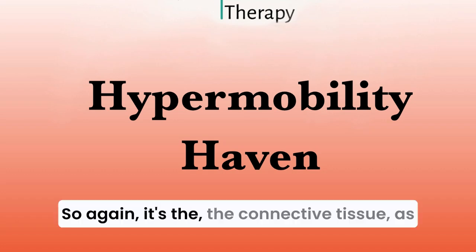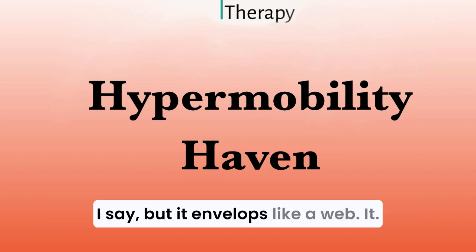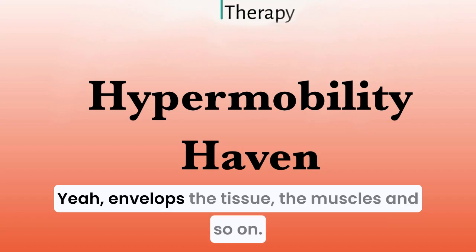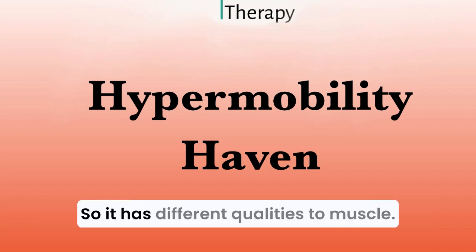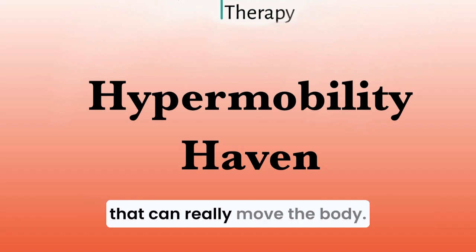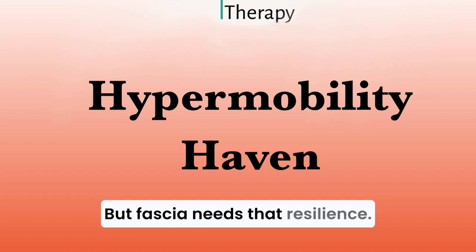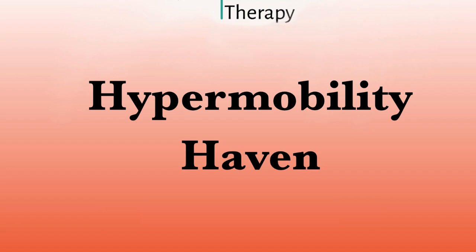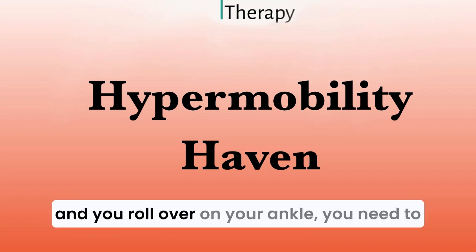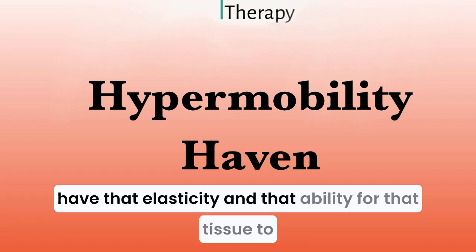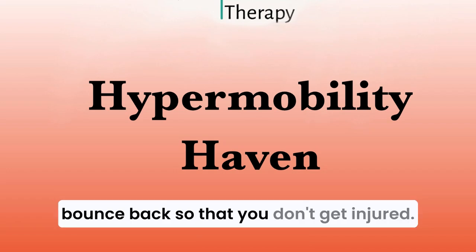So again, it's the connective tissue, as I say, but it envelops like a web. It envelops the tissue, the muscles, and so on. And it needs to be properly loaded for you to avoid injury. So it has different qualities to muscle. Obviously, muscle's the only thing that can really move the body, but fascia needs that resilience. It needs adaptability. For example, if you're on an uneven surface and you roll over on your ankle, you need to have that elasticity and that ability for that tissue to bounce back so that you don't get injured.